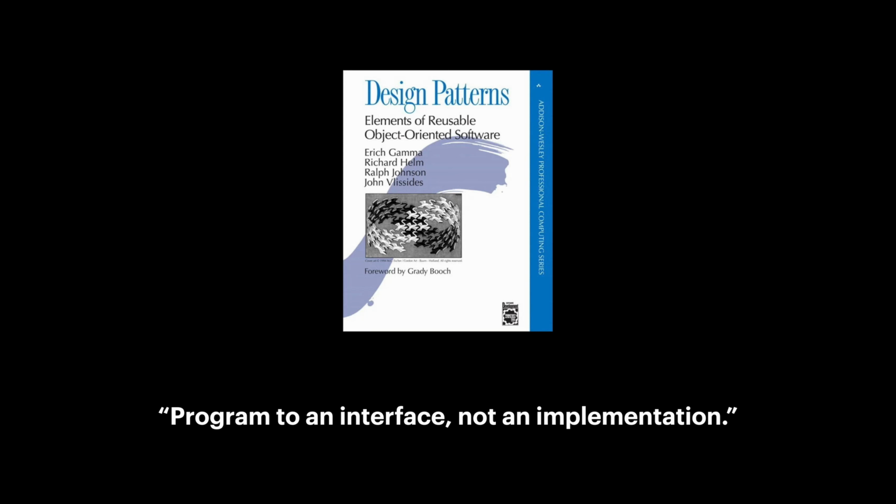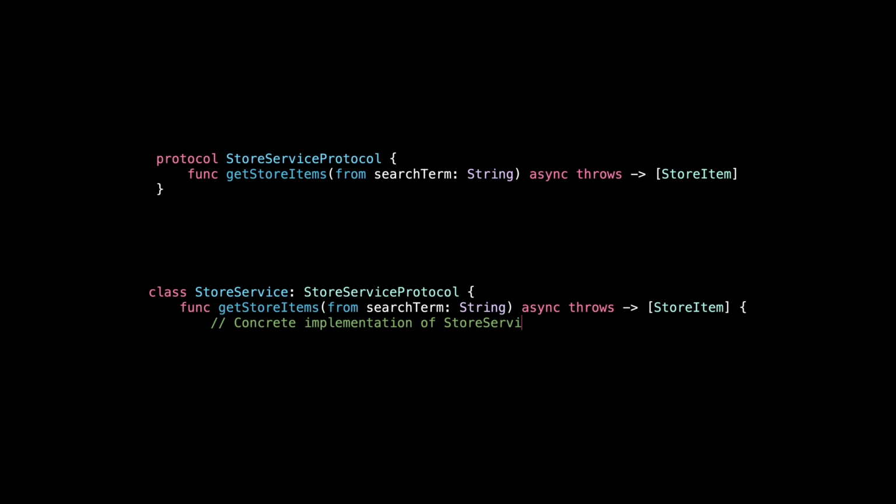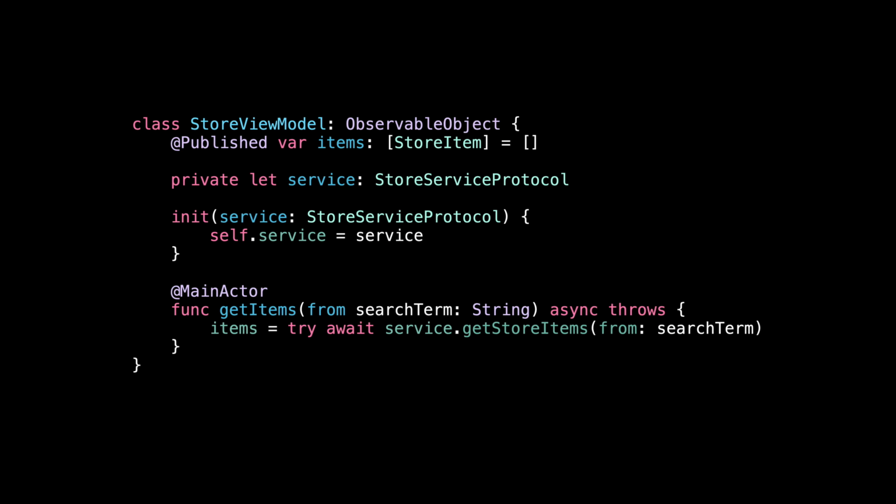So, to solve our previous problem, we need to create a protocol that abstracts the implementation of this service and inject it into our view model. Let's see how it works. Now we have this protocol called store service protocol that has the get_items method with the same signature as our previous method on the store service. Our store service now needs to conform to this protocol. Since the method signature is the same, no change in the store service class is required. In our view model, instead of using the concrete implementation of store service, we inject the protocol into the initializer. Now, our view model does not depend on the concrete implementation of store service anymore.